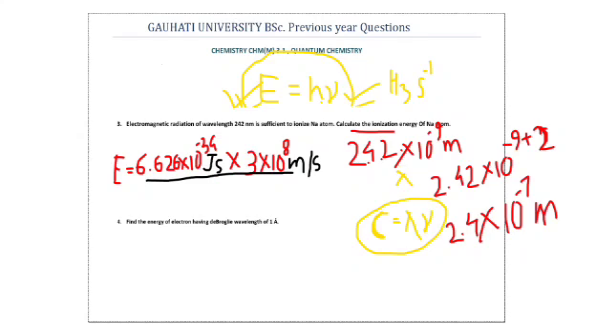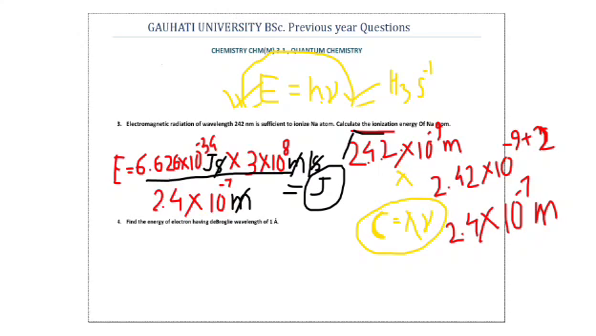So 2.4 into 10 raised to the power minus 7 meter. So this is the wavelength. Meter and meter can be cancelled out. In joule second we can cancel out second and second. So joule will be the remaining unit, and that is what we need also, since ionization energy has the unit joule. So the unit is established.